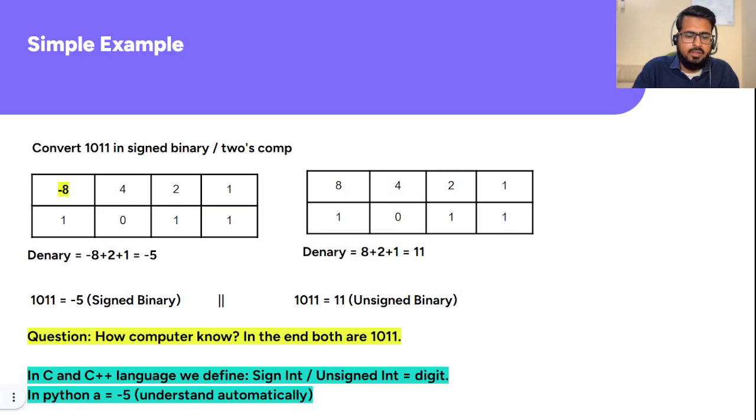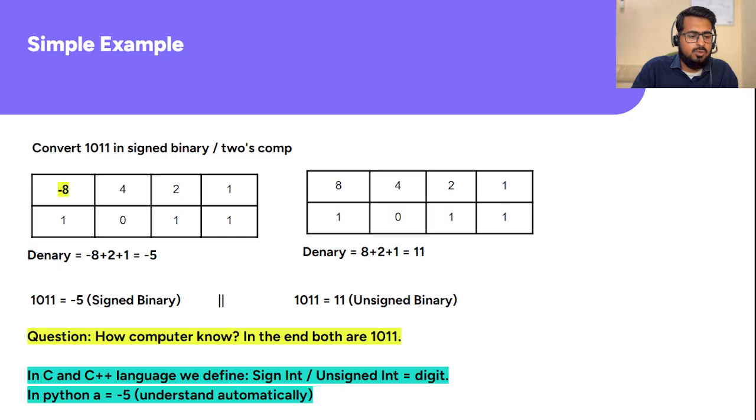Let's have an example so you will have a better understanding. For example, if the number is 1011, in a signed binary it is going to be -5 in denary. How? Because -8 plus 2 plus 1 is equal to -5. But in an unsigned binary, 8 plus 2 plus 1 is equal to 11. So the denary value is 11 in unsigned binary, and -5 in signed binary.